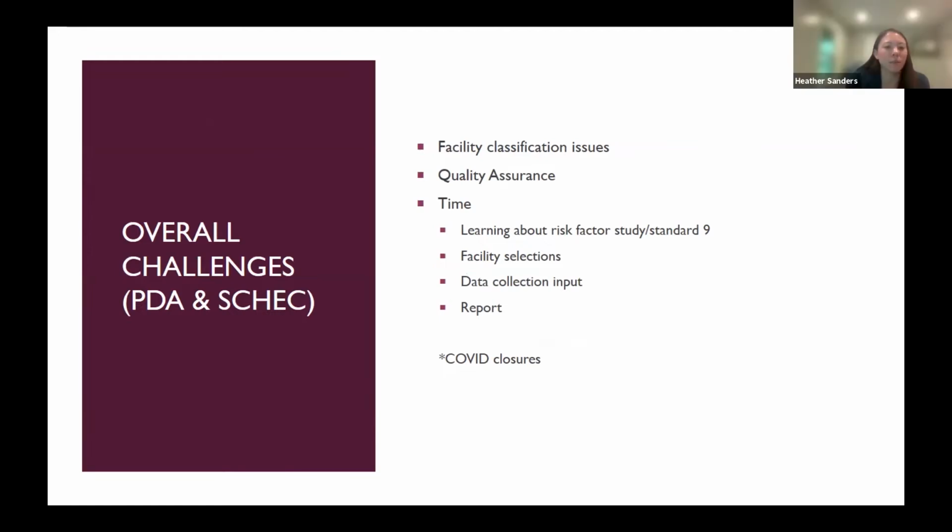So we both had similar challenges, even though we use different forms and processes. We both had classification issues, quality assurance issues, and time. The bulk of the time was learning about the risk factor study, facility selection process, data collection input, and the report, which included intervention strategies. One major difference with the Pennsylvania Department of Agriculture was COVID closures, for which we had to also get more backup inspections, and those were especially for schools. Next slide, please.